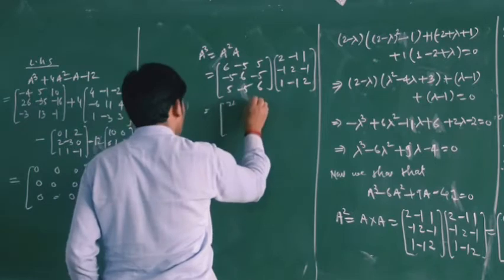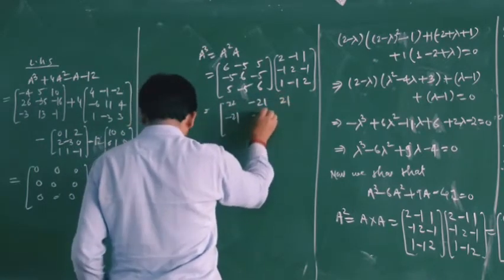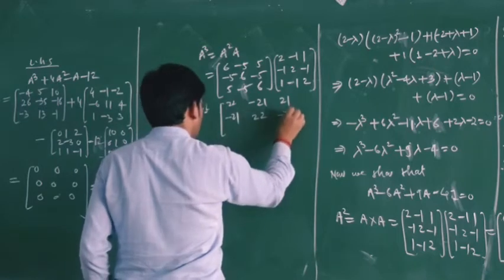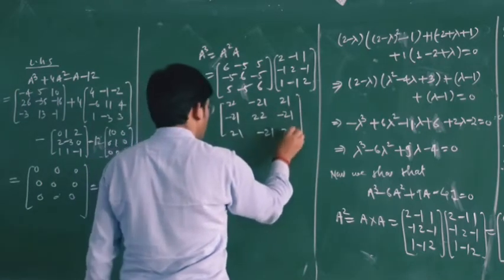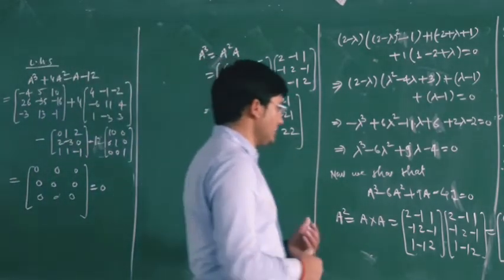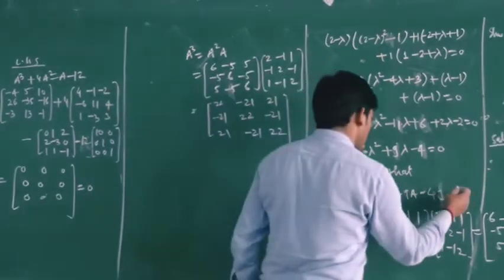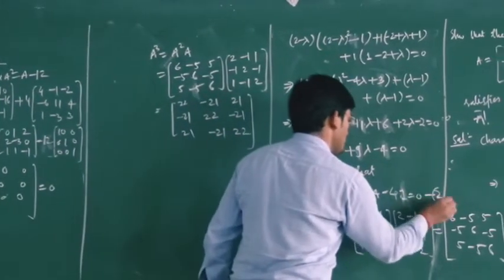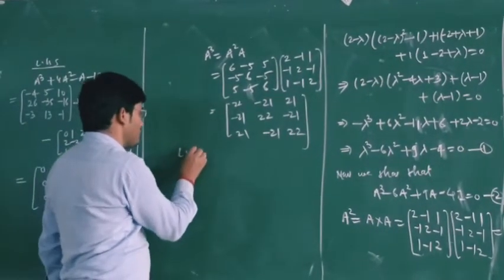then we have minus 21. Then again we have 21, minus 21, 22, minus 21. Then the third row is 21, minus 21 and then 22. So we have the values of A square and A cube. Now to prove this equal to 0, so this is equation number 2 and this is your 1. Now let us take the left hand side of equation number 2.